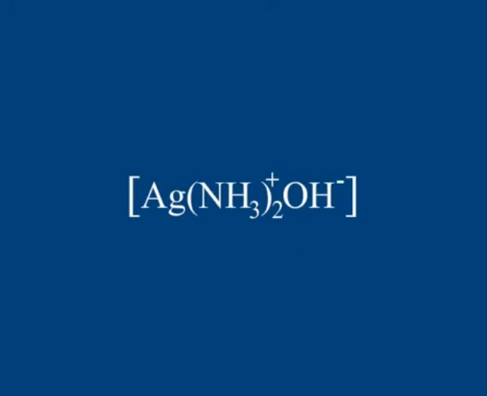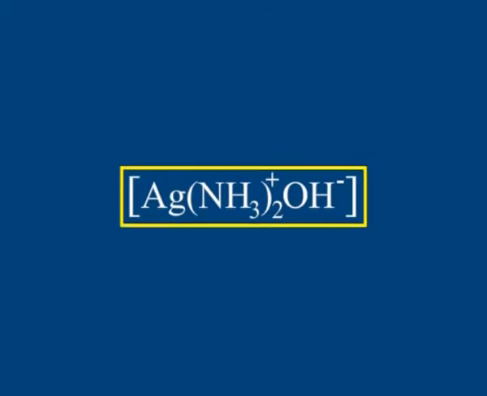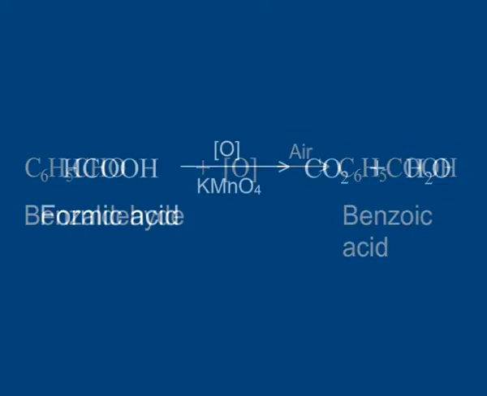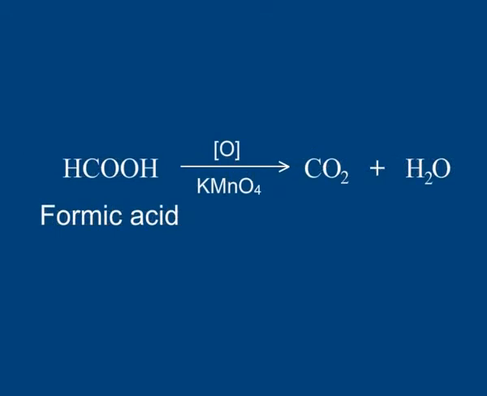Do you know that aldehydes can be oxidized to the corresponding acids with mild oxidizing agents such as ammoniacal silver nitrate or Tollens reagent, as shown on the screen? Benzaldehyde gets oxidized to benzoic acid even with atmospheric oxygen. This method is not suitable for preparing formic acid because it gets further oxidized in the presence of acidified potassium permanganate to carbon dioxide and water.